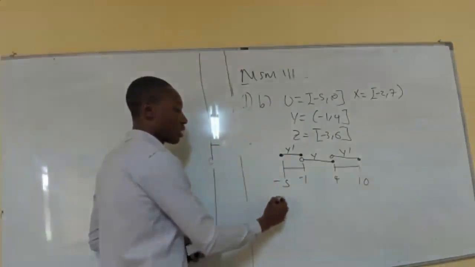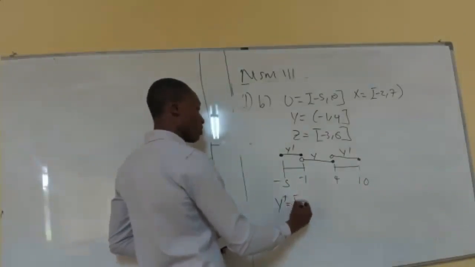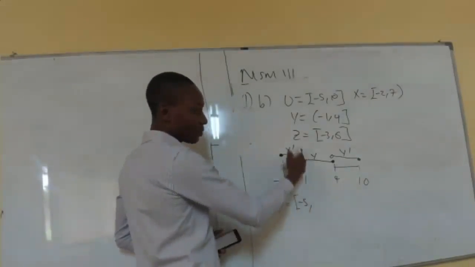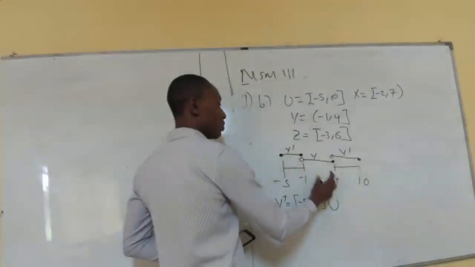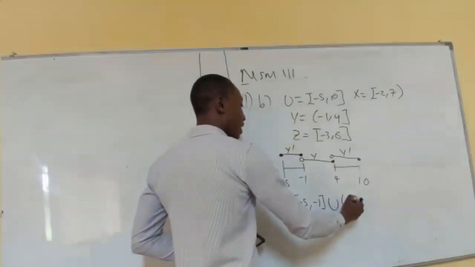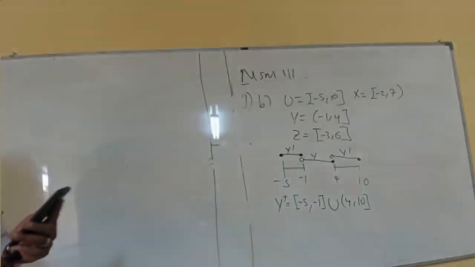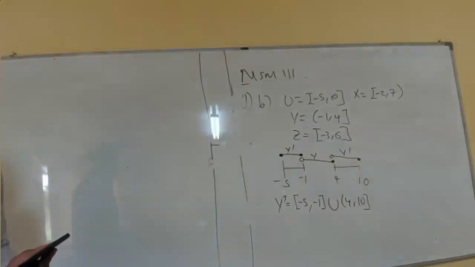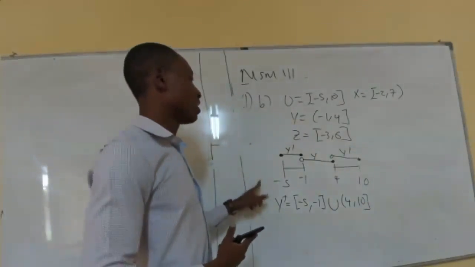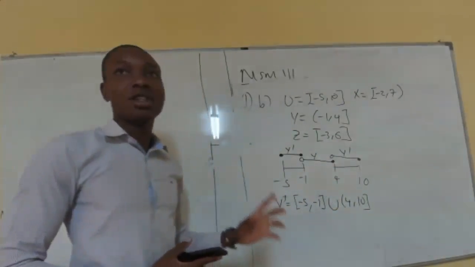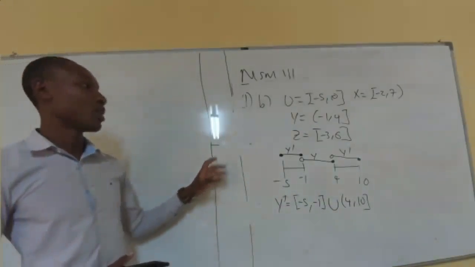So I'm now going to pick my y complement, what has remained. Y complement is negative 5 up to negative 1 closed, because it's shaded on both. Then union, it's open at 4 and closed at 10. That's how you find y complement. It's as simple as that. You just write the inverse set, then from the definition of the y complement, you simply remove the y from the inverse set.